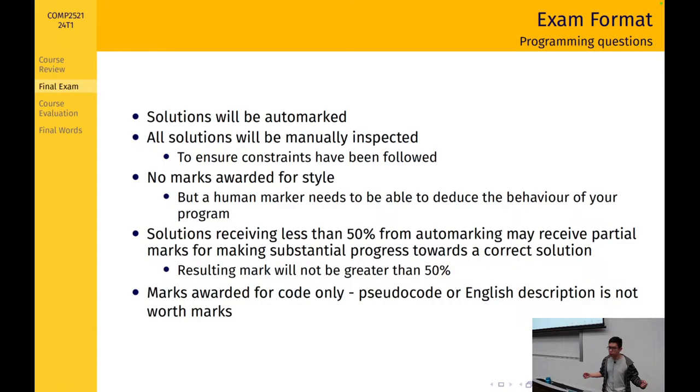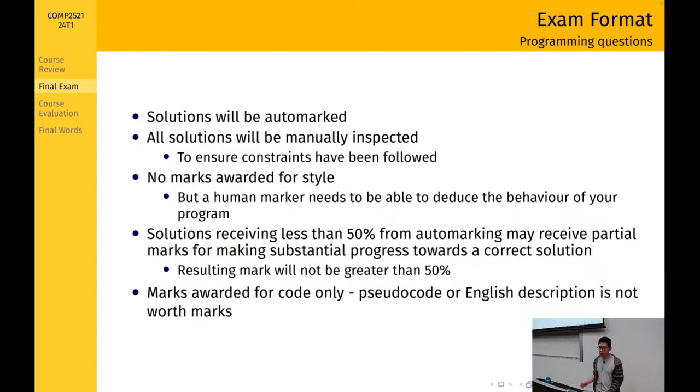Okay, so the important thing is that even though we don't award marks for style, if your solution doesn't work, then the marker has to be able to understand what your solution does. So make sure, especially if your program doesn't work, that the style of it is good.